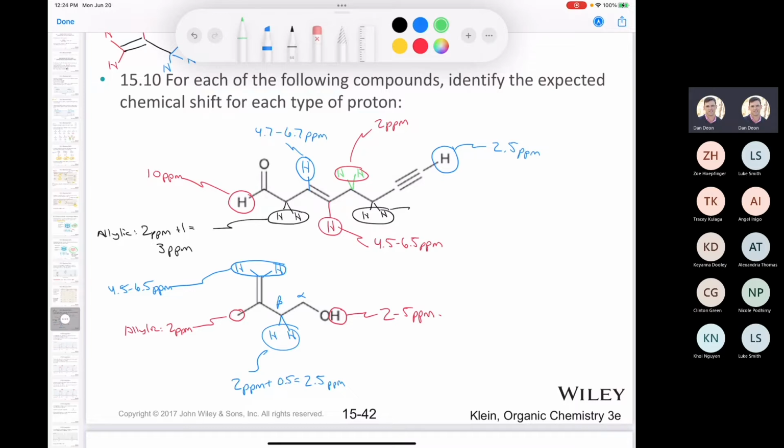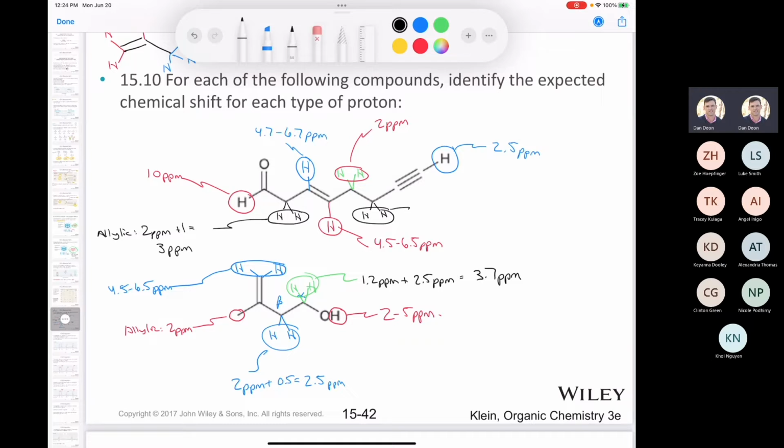And then for the last 2, I'll put these ones in green. So the 2 green protons, those have a baseline chemical shift of 1.2 because they're methylene protons. So 1.2 parts per million. And then we add 2.5 because they're alpha to the oxygen of an alcohol. So we add 2.5 parts per million, and we get 3.7 parts per million.